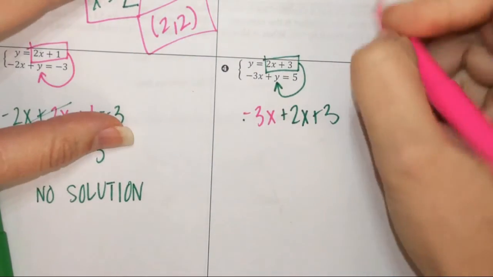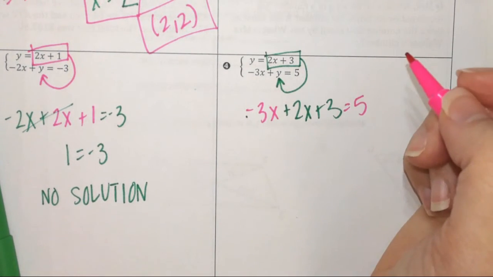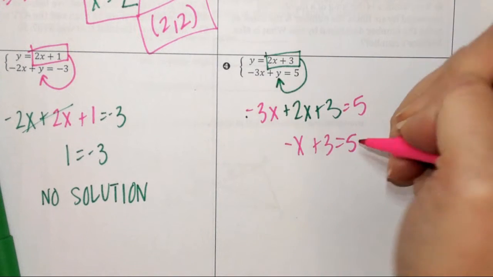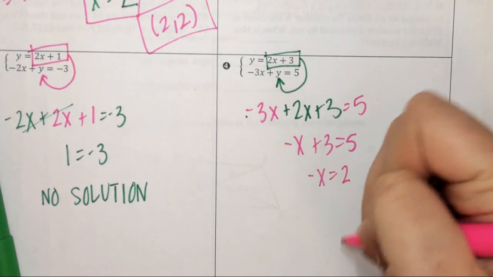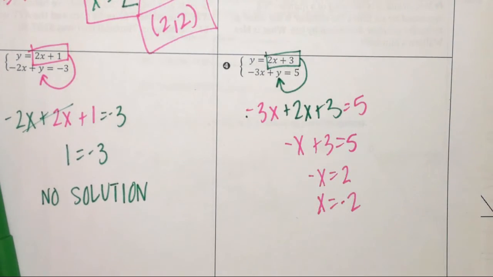Hey, this one isn't going to be no solution. I'm so excited. All right, what's negative 3x plus 2x? Negative x plus 3 equals 5. Then what do I do? And we have negative x equals 2. And then what do I do? And x equals negative 2.